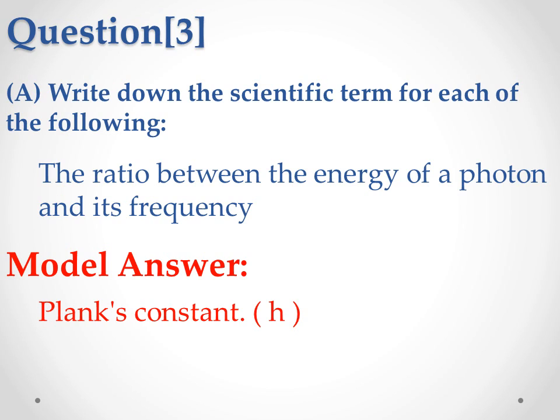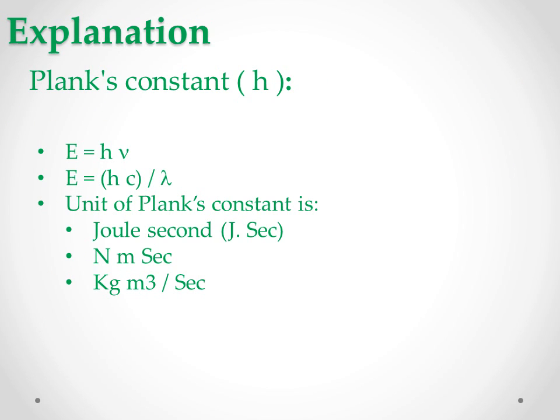Question 3. 8. Write down the scientific term for each of the following. The ratio between the energy of a photon and its frequency. Model answer: Planck's constant.